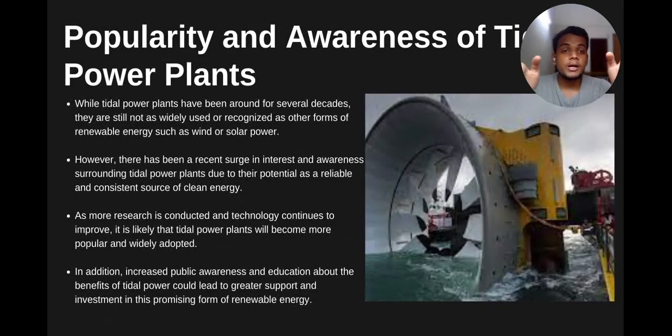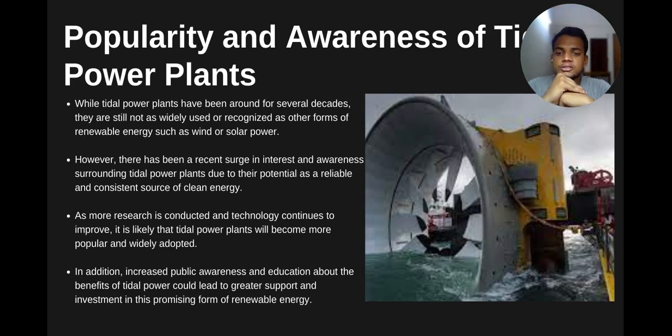Now, what is the popularity and awareness of tidal power plants in the current status of the world? Tidal power plants have been around for several decades. However, they have not been recognized as much as other power plants, such as wind or solar power plants. However, there is a recent surge in interest and awareness owing to their advantages, easy use and application, and also being a source of clean energy, promoting conservation of energy and a green source, so to say.